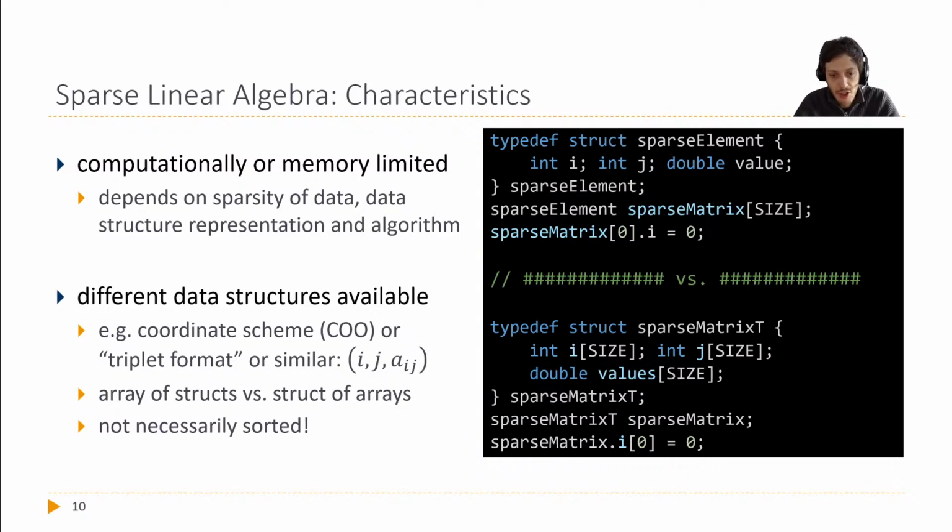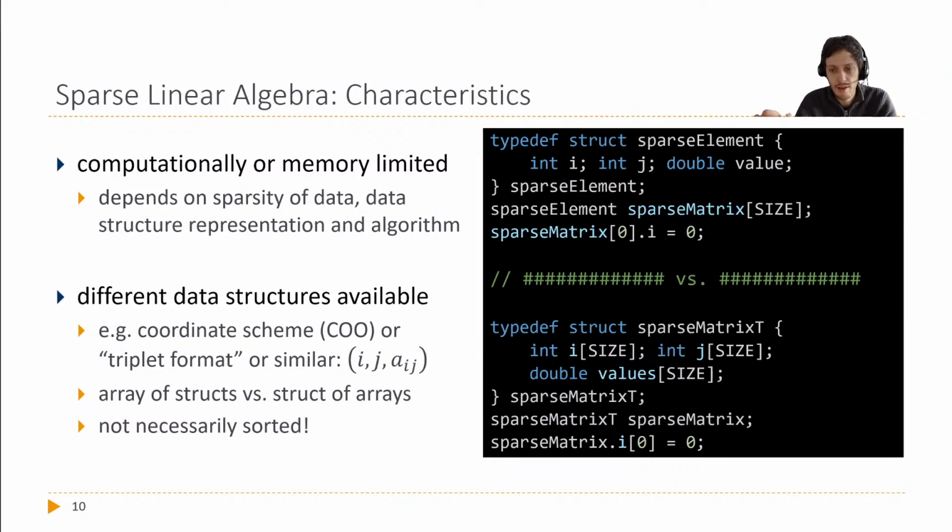There are different data structures available for this. For example, there's the simple coordinate scheme, which is abbreviated COO for coordinate, also called triplet format. It's simply a triple, with the coordinates I and j and the value at these coordinates. Very simple. You could implement this in different ways, because you might think, okay, how can I change the data structure? Philip keeps telling me that there are so many different ways of doing this.